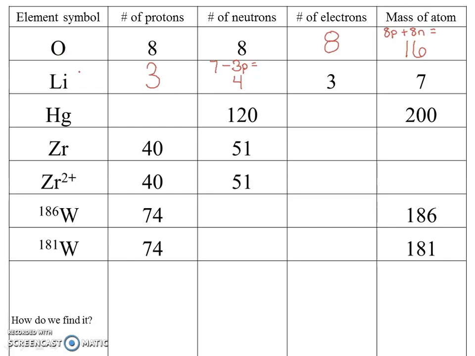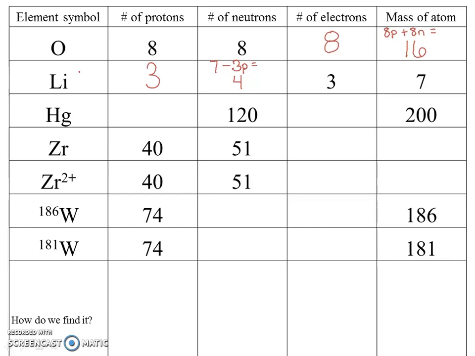The third row is a fun element. Hg stands for mercury. Many of the elements have symbols that don't match the spelling of their names. Many of these came from Greek, Latin, other languages, and they've stuck because they were already popular and commonly known. So Hg stands for mercury.